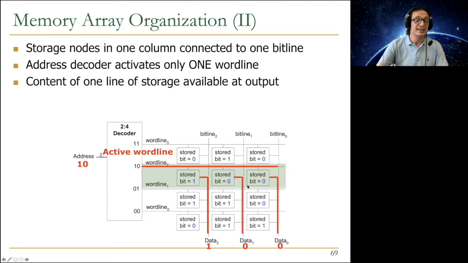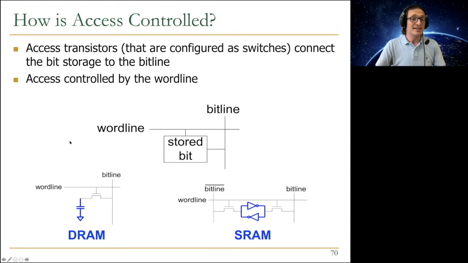And again, as I said, if 3 bits is too large, you can multiplex out only 1 bit. If all you care about is getting 1 bit out, and if your outside interface, outside of the chip, is only 1 bit, you can multiplex out one of these bits based on the column address that you care about. Okay, so how is access controlled?